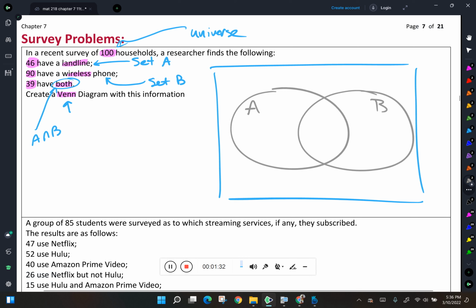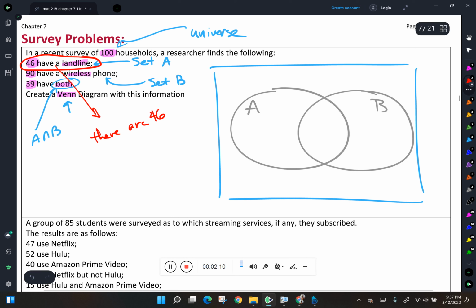Right. Now, one of the tricky things about set problems or survey problems or Venn diagram problems, however you word them, is that math is kind of crummy. And what I mean by that is, and I'm just going to pick this statement right here to talk about. When that statement says that 46 people have a landline, does it make any statement about whether they do or do not also have a wireless phone? By simply saying that 46 people have a landline, all I'm saying is that there are 46 elements in set A.